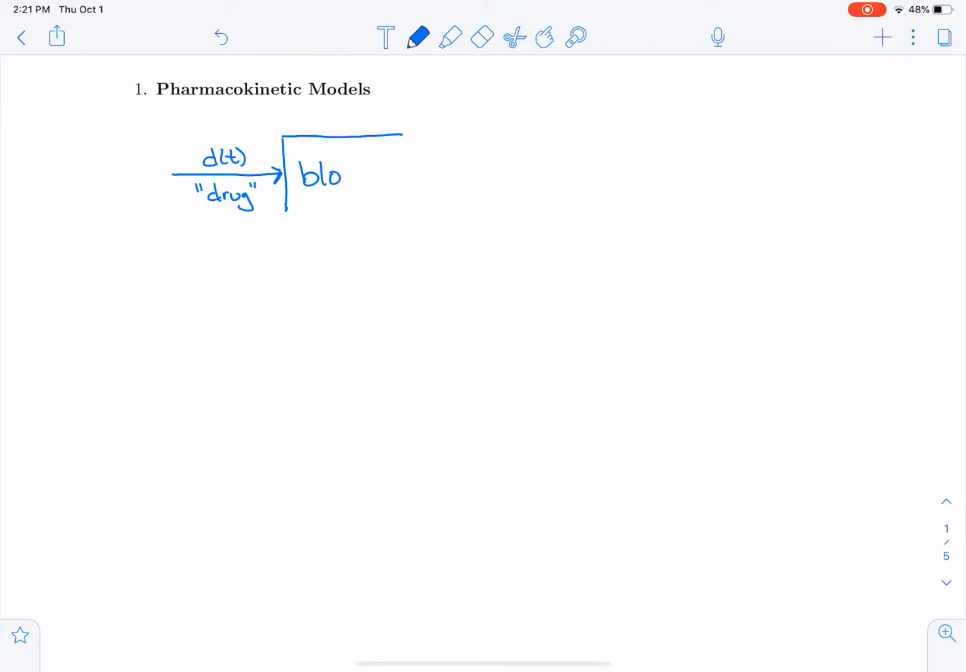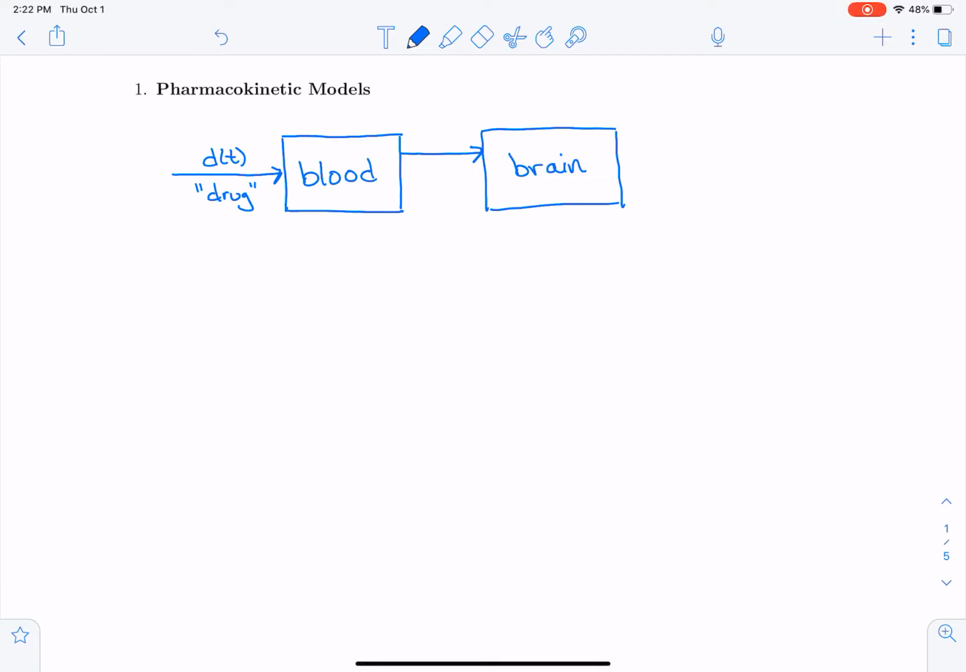So the first compartment in this model is going to be the bloodstream. And then we're going to transfer that drug from the bloodstream to another compartment, let's say your brain. So our assumption is that the rate at which the drug flows from the blood to the brain is proportional to how much drug there is in your bloodstream. That constant of proportionality will be K12.